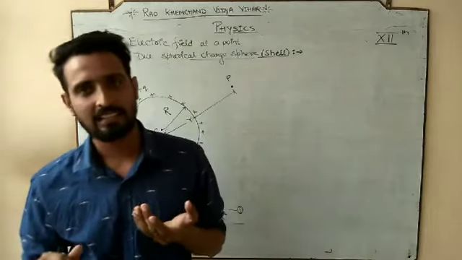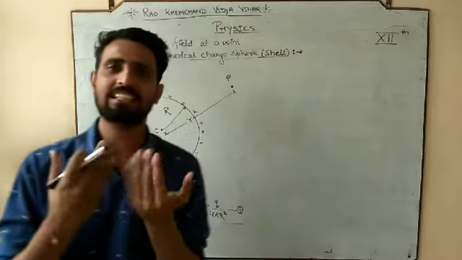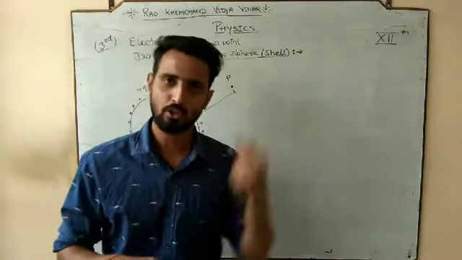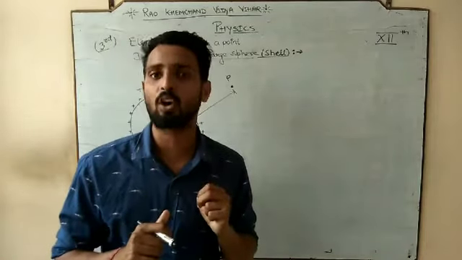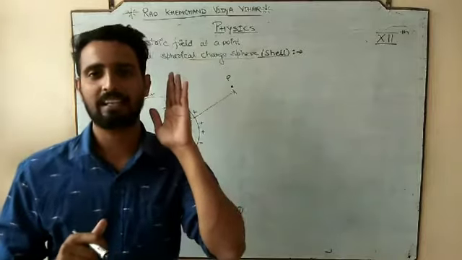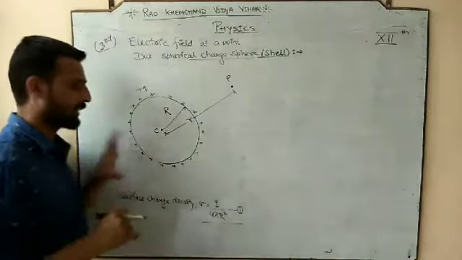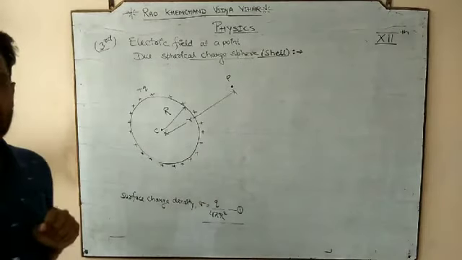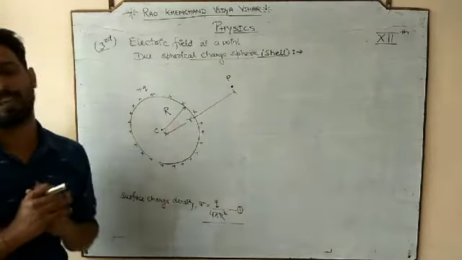But after that, Gauss's law helped us study the electric field in different situations. The first situation was the rod, due to which we had to find the electric field. The second situation was the plane thin sheet. And the third situation that we are going to work on is finding the electric field at point P, which is outside of the spherical shell.